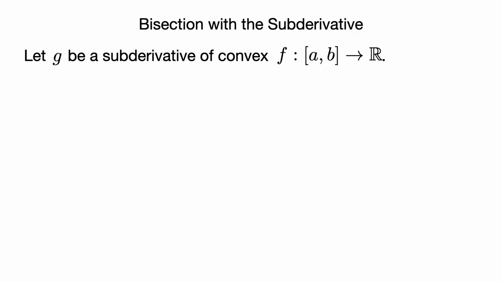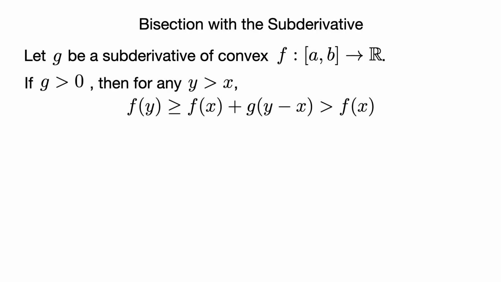Now that we have an understanding of the subderivative, we're going to use it to find the minimum in an interval. Let g be a subderivative of convex function f, which maps the interval ab to the real numbers. If g is greater than 0, then for any y greater than x, we know that f of y is greater than or equal to the global underestimator line, f of x plus g times y minus x, which is greater than f of x. Now, why is this greater than f of x? Well, because y minus x is positive, since y is greater than x. And we know that g is greater than 0 by supposition. Therefore, g times y minus x is positive. Therefore, f of x plus g times y minus x has got to be greater than f of x.